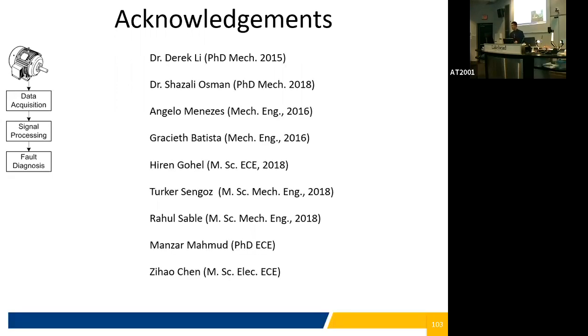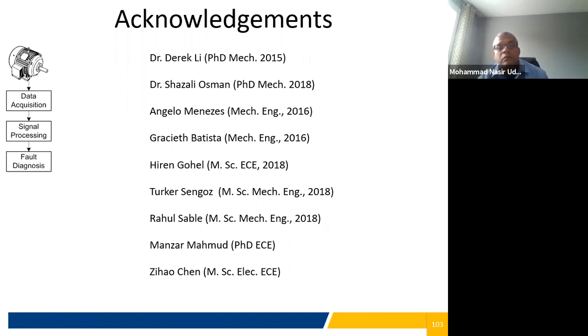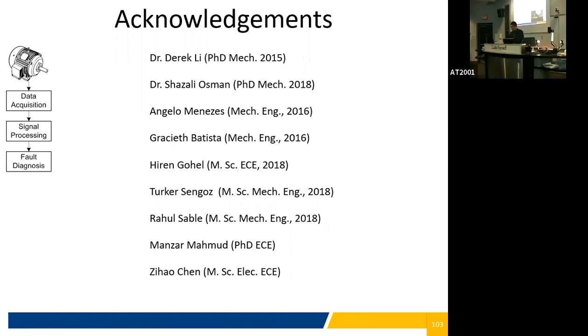And also to peers, Dr. Derek Lee and Shaz, our discussions helped us move the cases forward. Angelo, Gracia, Turker, Rahul, you helped with coding and also making the sensor casing. Hiren, for continuing the work with the smart sensors in real applications. And Menzar, for taking the pictures. And Zihao, yes, you too, for your continued work with wireless improvements.